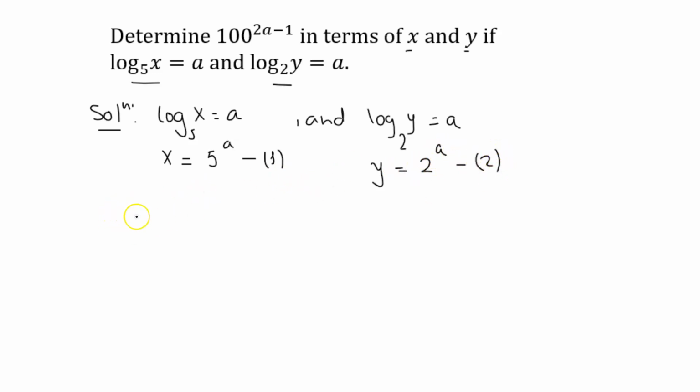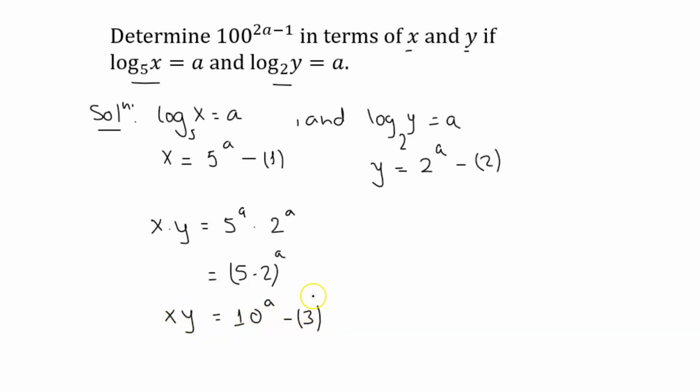Let's do one thing. Let's multiply 1 and 2. So if we multiply 1 and 2, we have x times y. So that will be 5 raised to the power of a times 2 raised to the power of a. Fine. So this will be equals to 5 times 2 whole raised to the power of a. So 5 times 2, that's simply 10. So we have 10 raised to the power of a, and that's equals to x, y. Let's call that equation number 3.